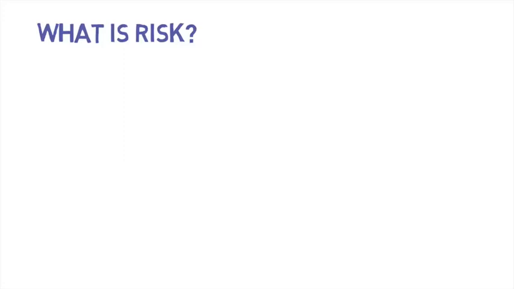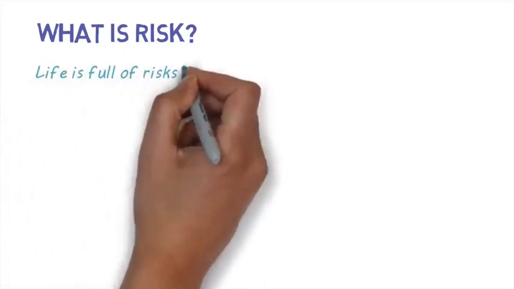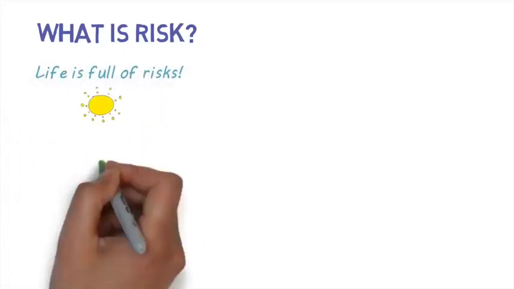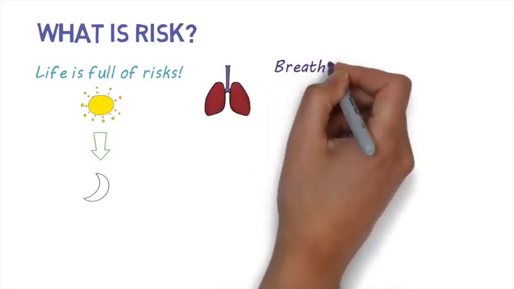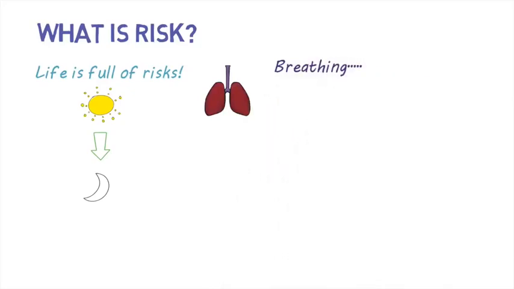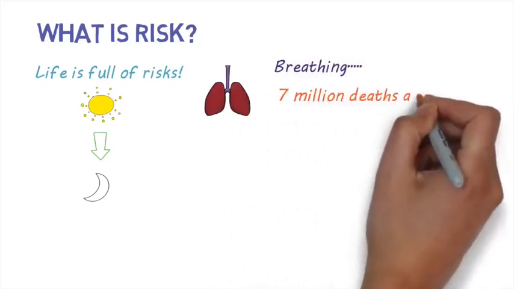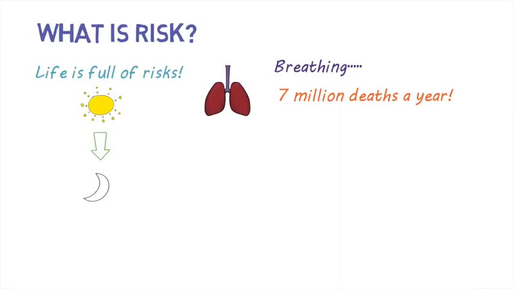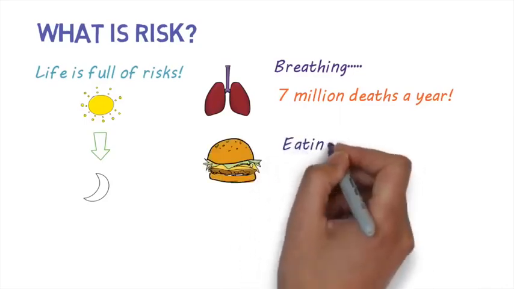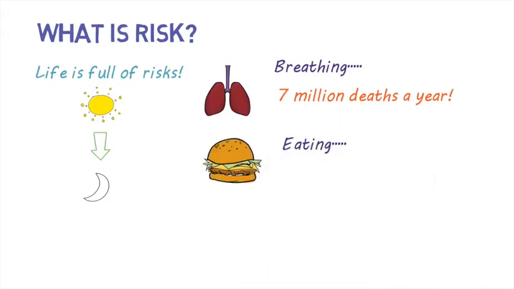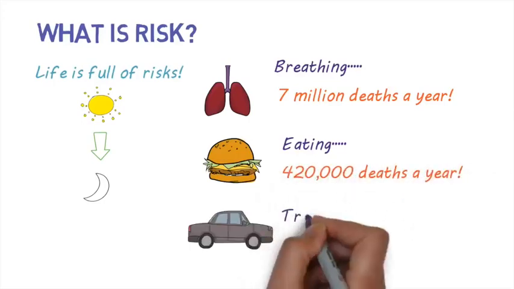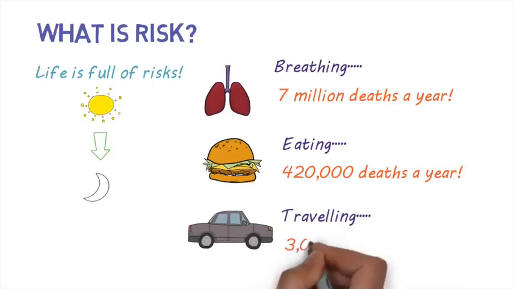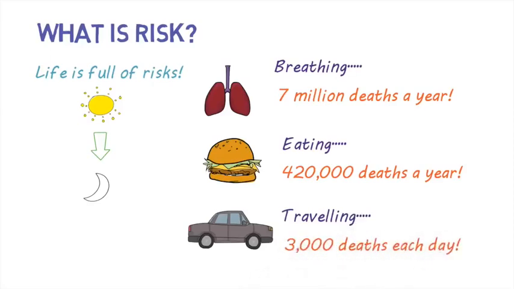Now, if you think about it, life is full of risks. From the time we wake up to the time we go to sleep, and even in between. For example, there are risks associated with breathing. Did you know that air pollution causes about 7 million deaths each year? There are risks associated with eating. Foodborne illness causes about 420,000 deaths each year. And then there's traveling. Road accidents cause over 3,000 deaths each day.